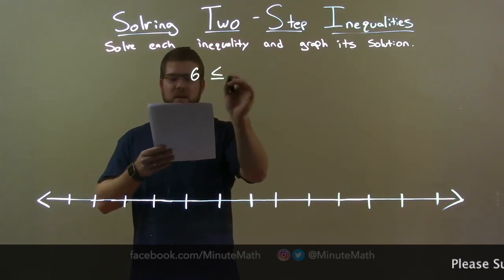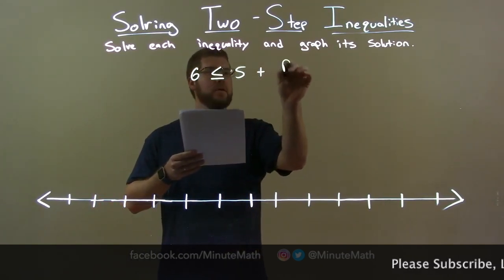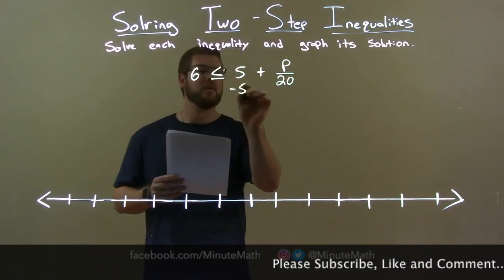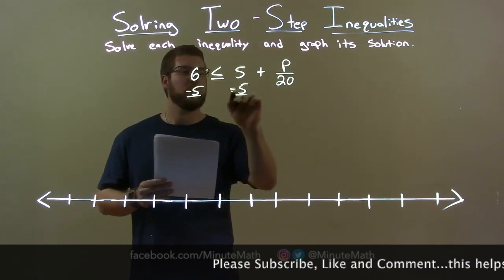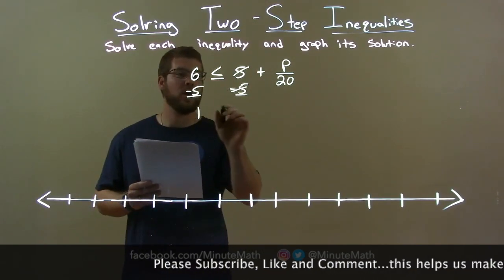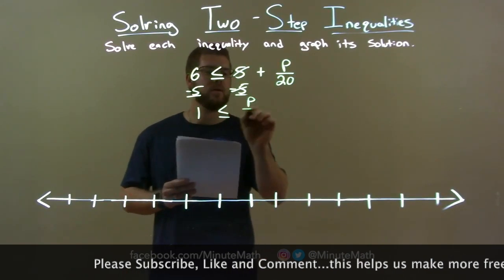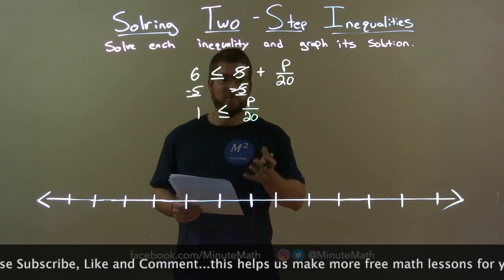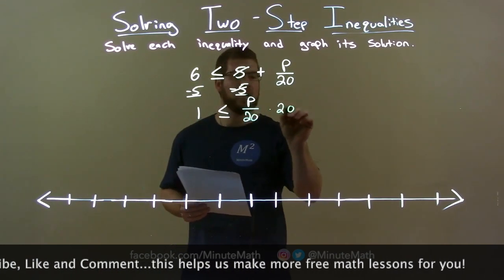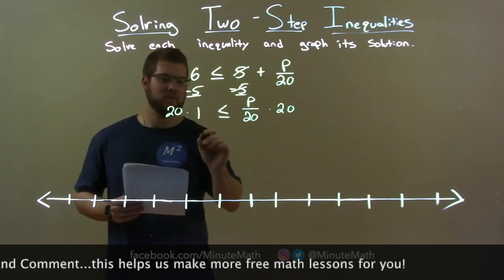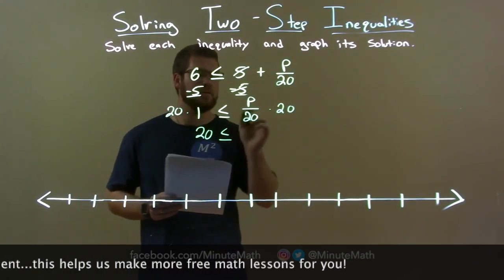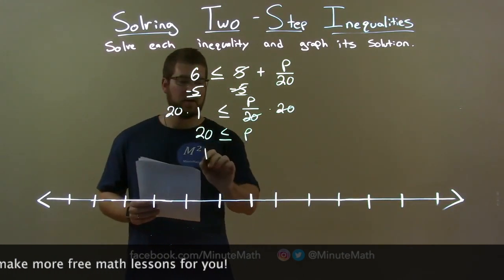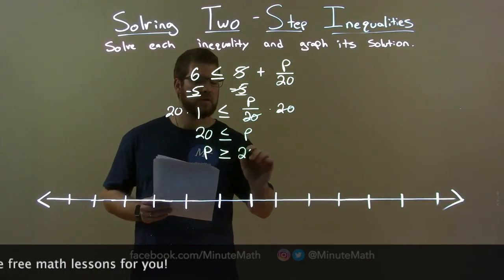6 is less than or equal to 5 plus p over 20. First thing I want to do, subtract 5 from both sides. The 5's cancel, and 6 minus 5 is a 1. We're still less than or equal to p over 20. Now, p is being divided by 20, and the opposite of division is multiplication. Multiply 20 to both sides, and 20 times 1 is 20. 20 is less than or equal to just p. It's the same thing as p is greater than or equal to 20.